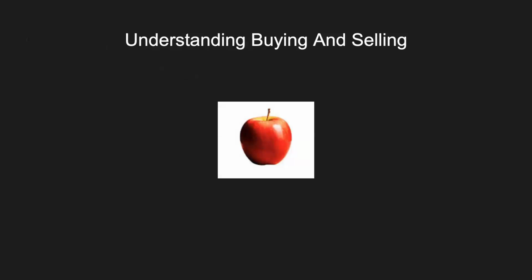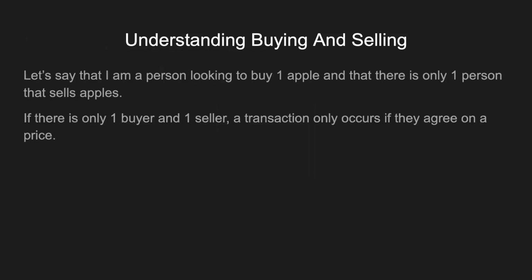So if we remove the stock market entirely and you try and explain the concept of buying and selling to a friend, a family member, it all comes down to the two sides, right? So we are always going to have a buyer and a seller, and we're going to go over a couple of scenarios, and we can see how this impacts the outcome of the event, right? So, example number one, let's say that I am looking to buy an apple, right?